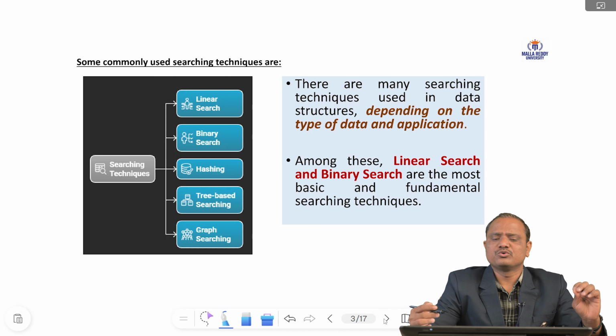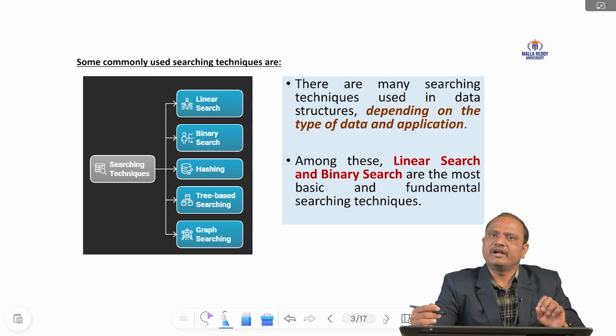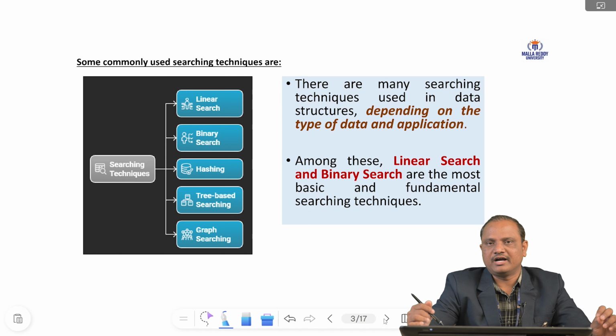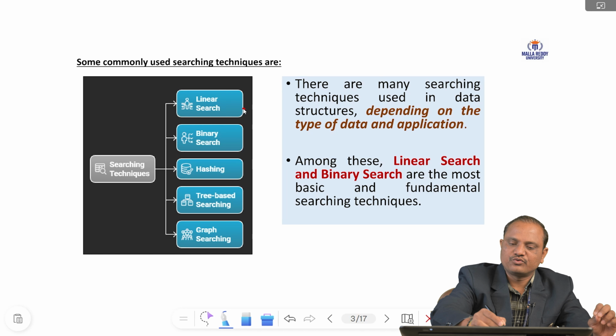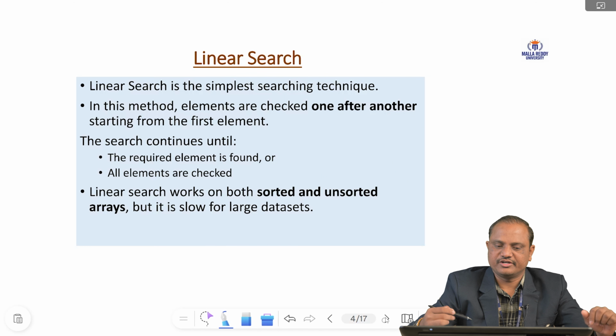Some commonly used searching techniques are linear search, binary search, hashing, tree-based searching, and graph searching. There are many searching techniques used in data structures depending on the type of data and applications. Among these, linear search and binary search are the most basic and fundamental searching techniques. The first one is linear search, the second one is binary search. These two I am going to explain in today's session.